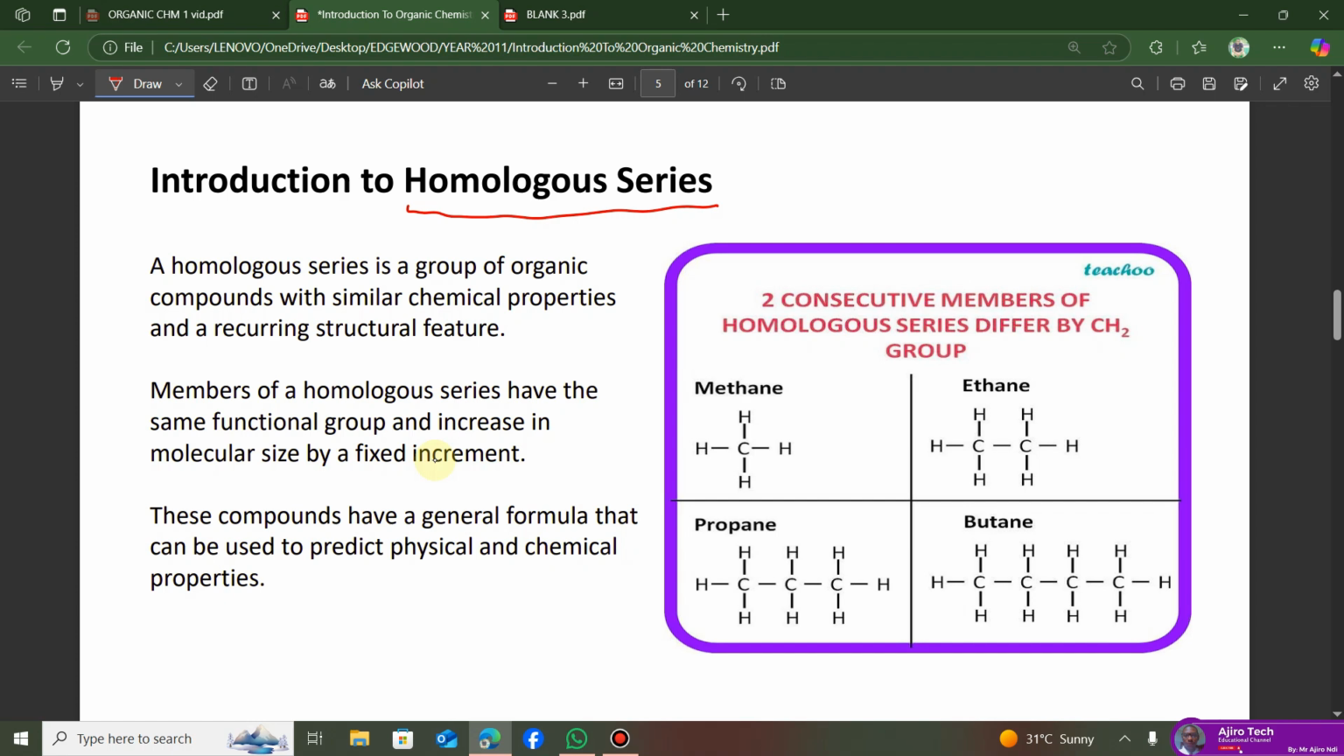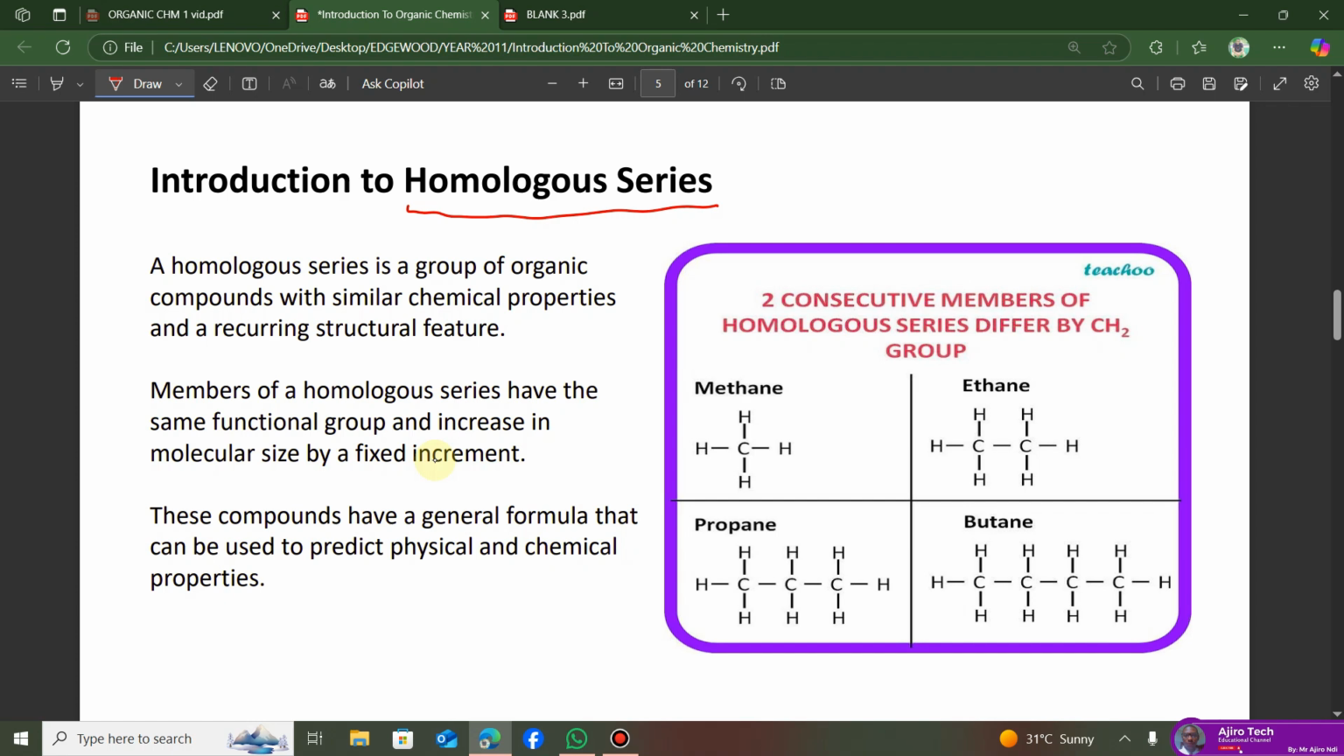Now that we understand that homologous series is simply a word used to term the family of organic compounds, and that they have similar chemical properties because they belong to the same family, what are the features of a homologous series? That is, how do we know that a particular family should have certain characteristics? What are those characteristics that we are looking out for? We're going to list them out because this is also a very important question in IGCSE chemistry.